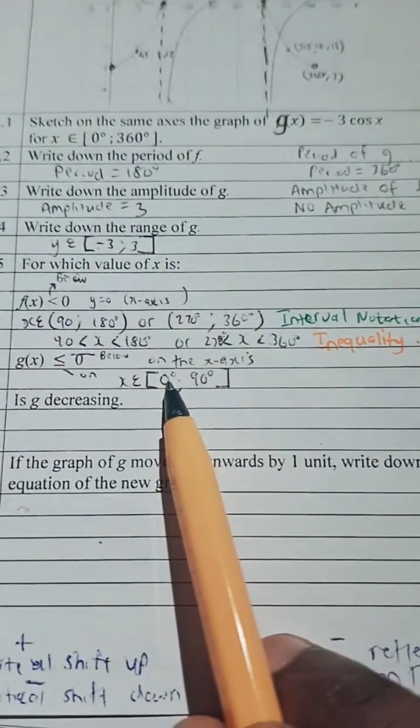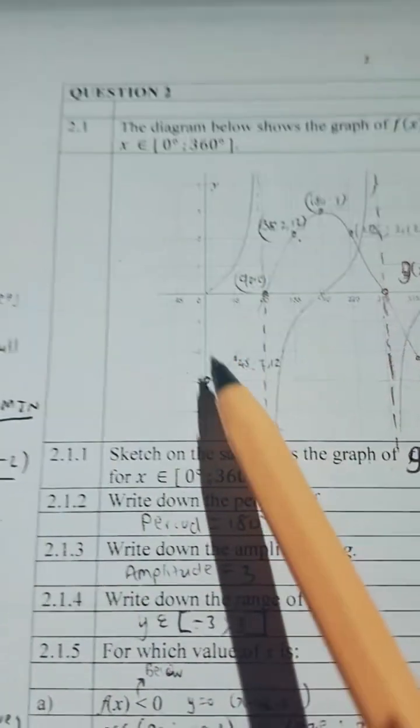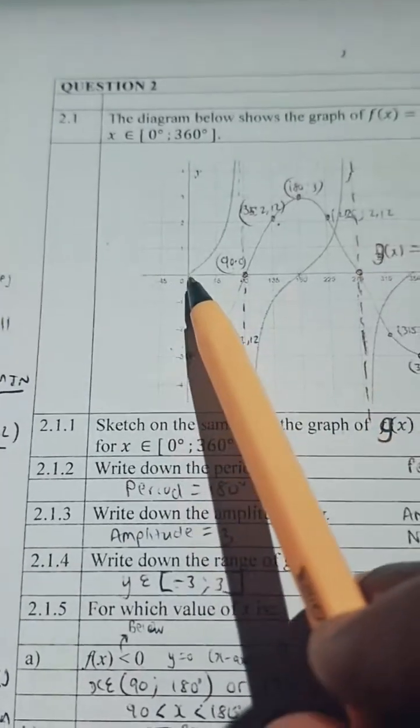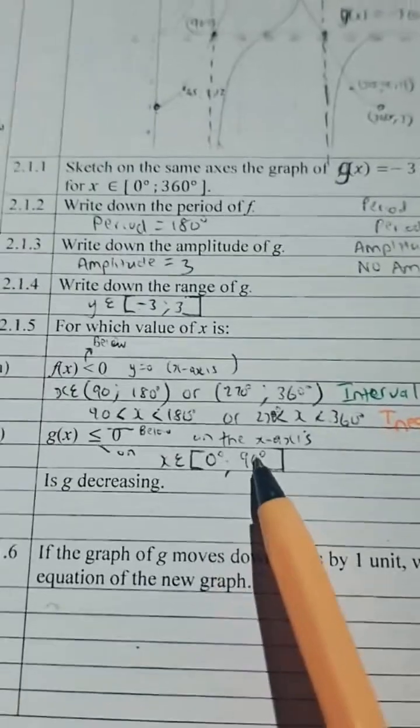Okay. We include 0, we include 90. And remember, the reason why we are including 0 is because at 0, the y value is negative, you see? So we must include the 0. Okay, very important there. So that's fine.